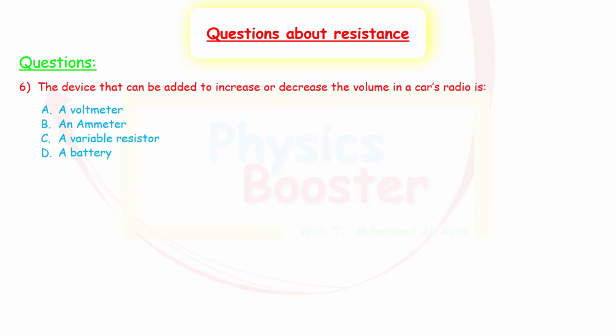The device that can be added to increase or decrease the volume in a car's radio, actually it's pretty clear. It's a variable resistor, because we can control the resistance with a variable resistor.